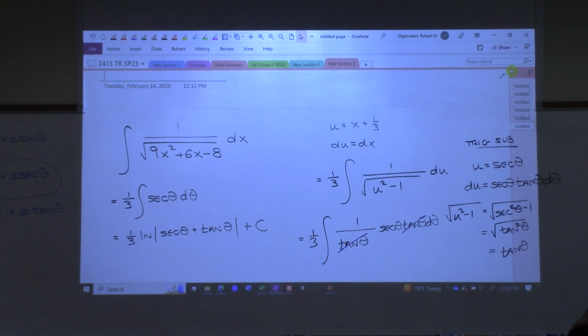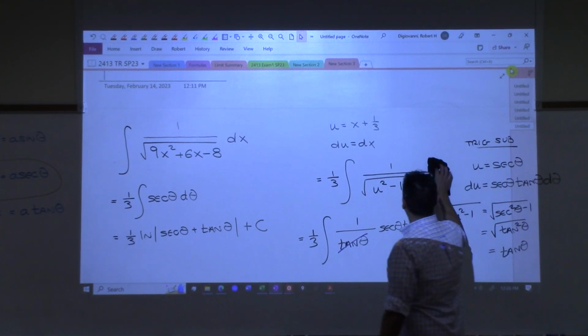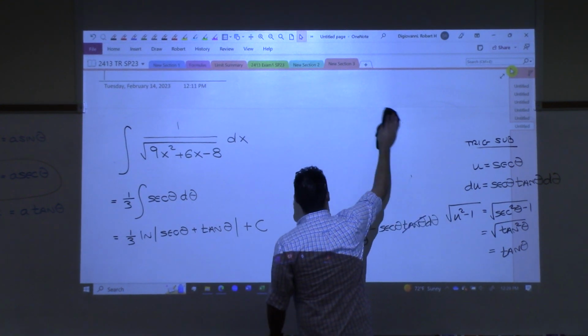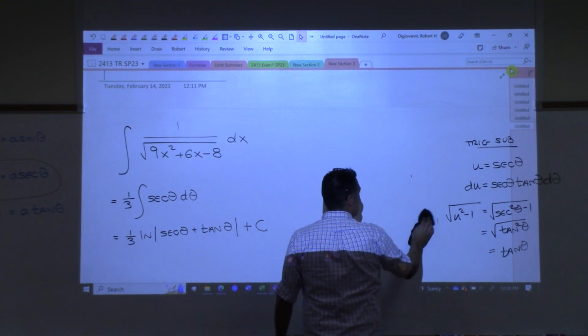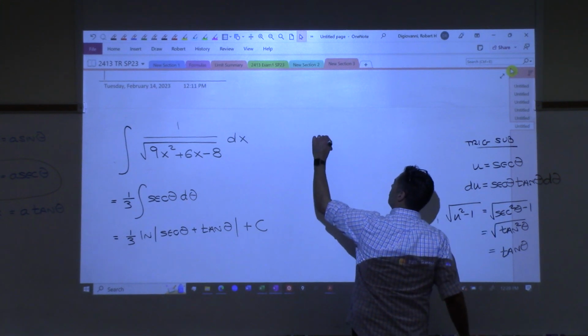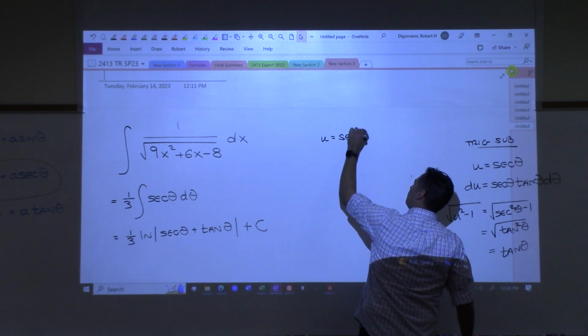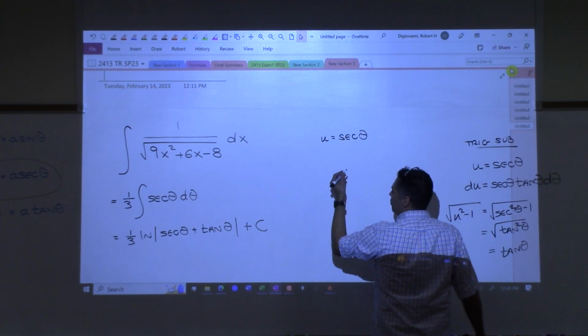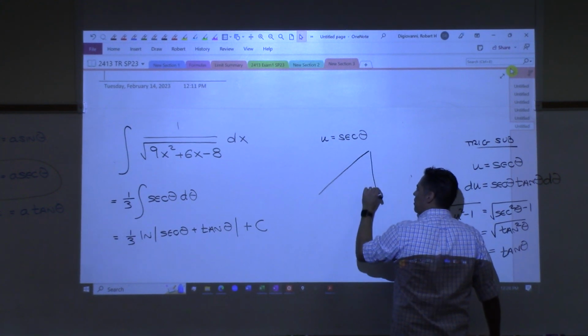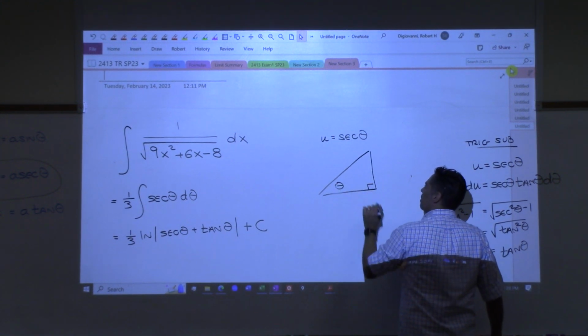And now I'm going to need to know what secant theta is, and what tangent theta is. So now I go back to my triangle. Where was my trig sub? Right there, right? So u is secant theta. I'm going to draw the triangle, even though I may not necessarily need it.